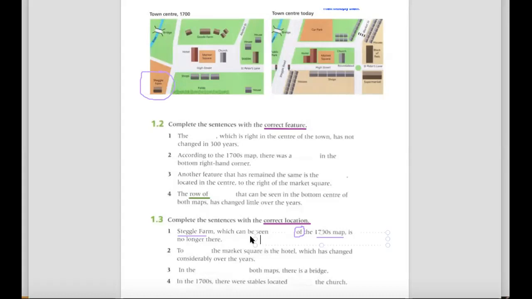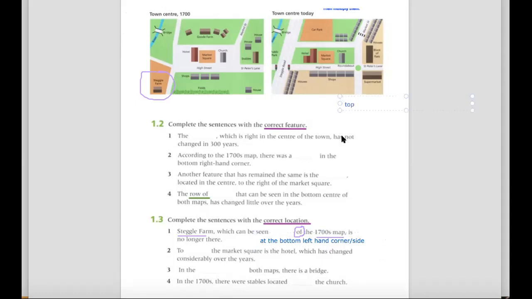So firstly, is it at the top or is it at the bottom? It's at the bottom. And think about which side is it on? Is it on the left or is it on the right? So it can be seen at the bottom left-hand corner, or we could say left-hand side of the 1970s map. Right, so when describing a location on the map, there's a few different ways to describe it.